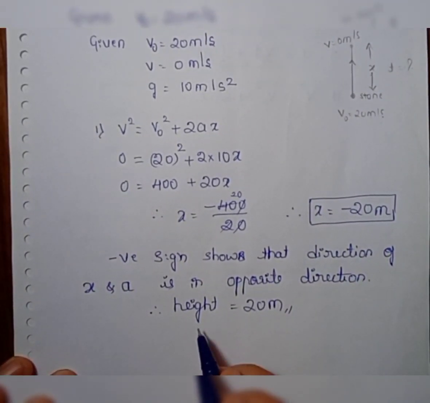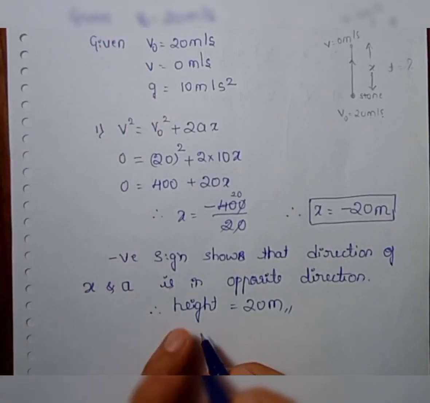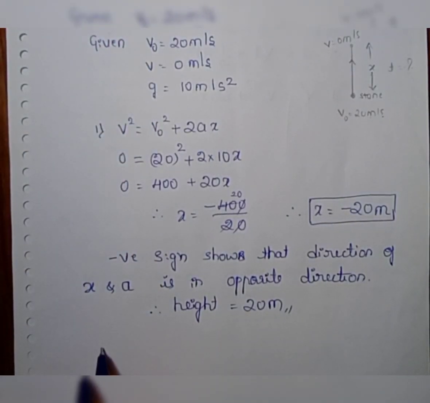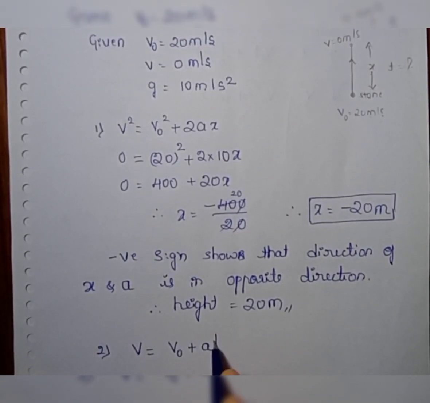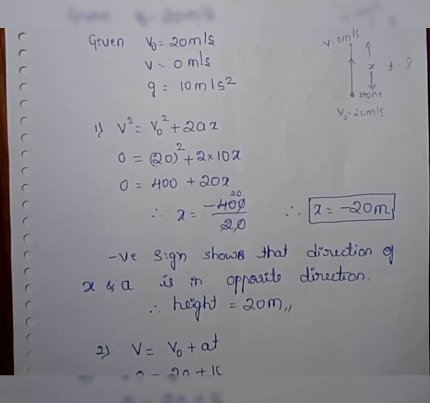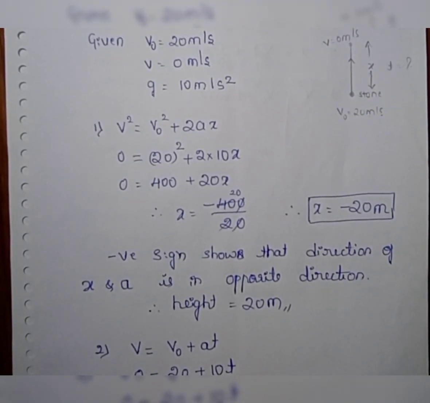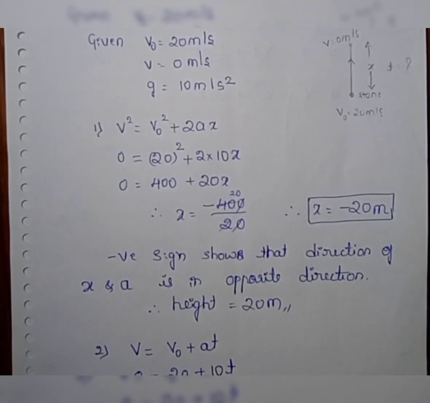Then what values we know? V naught, V, g and height x. So now we have to use another kinematic expression, that is V is equals to V naught plus a into t. So substitute the value of V naught and a, then we will get the value of t. 0, which is equals to V naught is 20 meter per second plus 10 into t. Here t is equals to minus 20 divided by 10. That is t is equals to minus 2 second. Magnitude of t, which gives the 2 second.